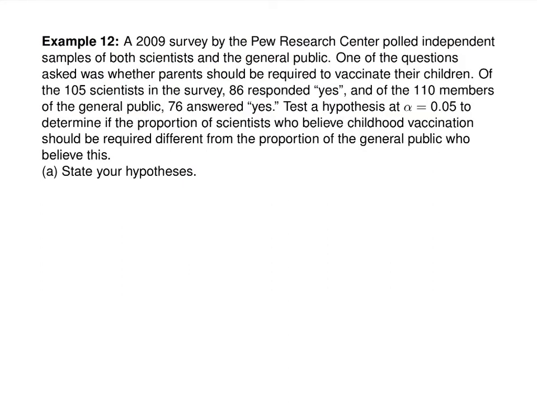A 2009 survey by the Pew Research Center polled independent samples of both scientists and the general public. One of the questions asked was whether parents should be required to vaccinate their children. Of the 105 scientists in the survey, 86 responded yes, and of the 110 members of the general public, 76 answered yes. Test a hypothesis at the alpha equals 0.05 level to determine if the proportion of scientists who believe that childhood vaccination should be required is different from the proportion of the general public who believe this.